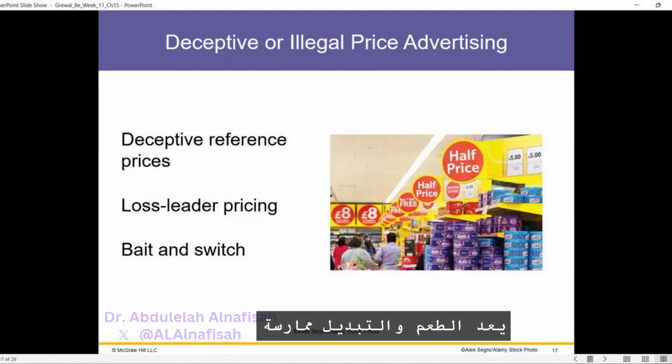Bait and switch is another deceptive pricing practice. It occurs when sellers advertise an item at a very low price with no intention of selling it, aiming to lure customers into purchasing a higher-priced alternative. The key to proving deception in bait and switch cases is establishing the intent of the seller, which can be challenging.